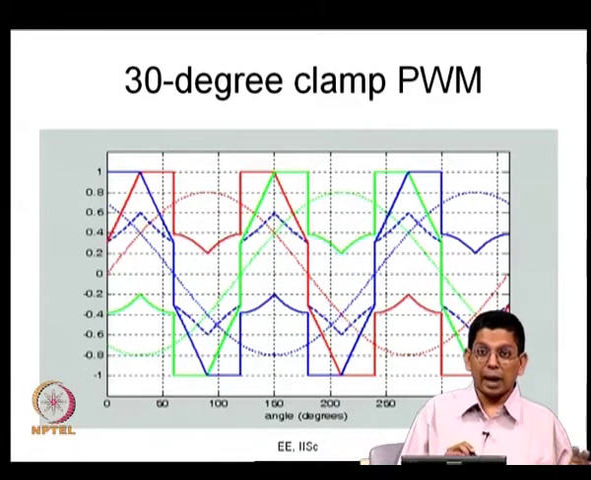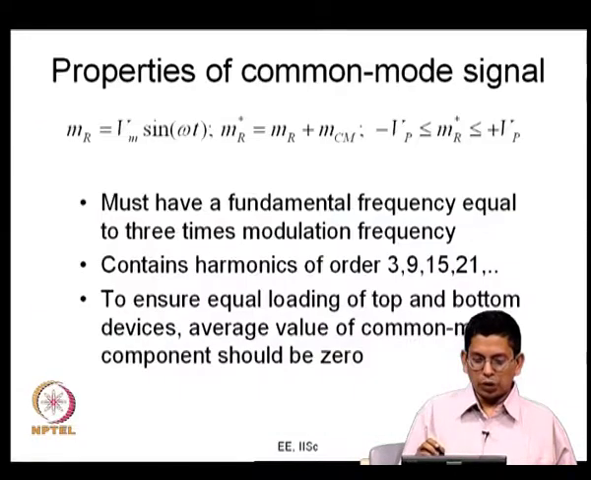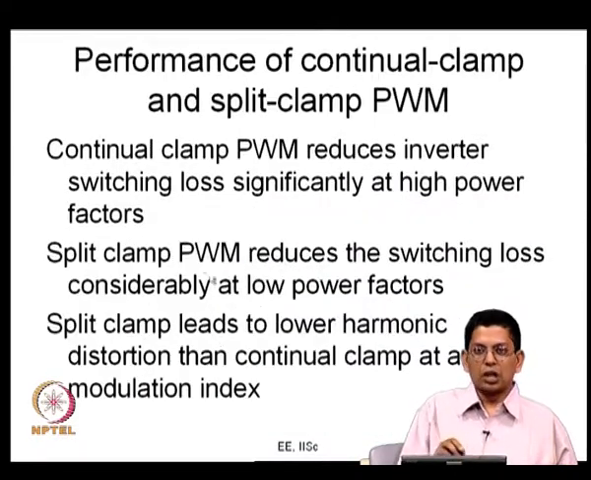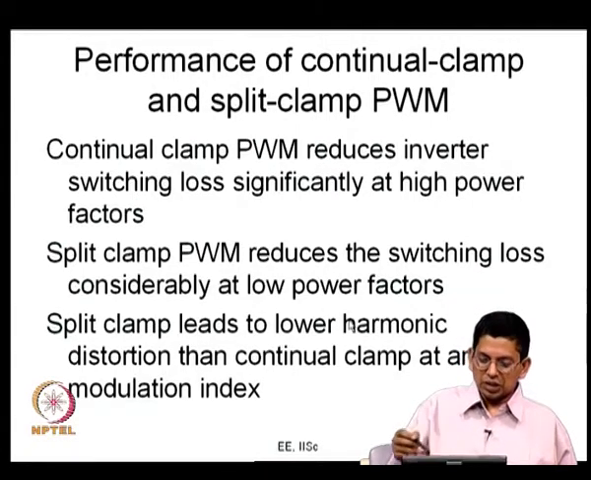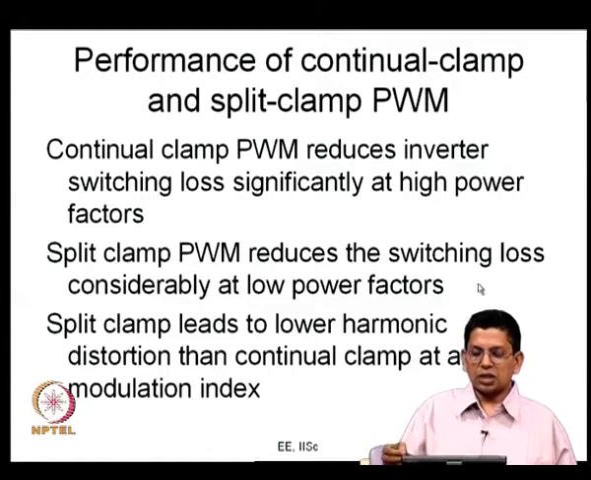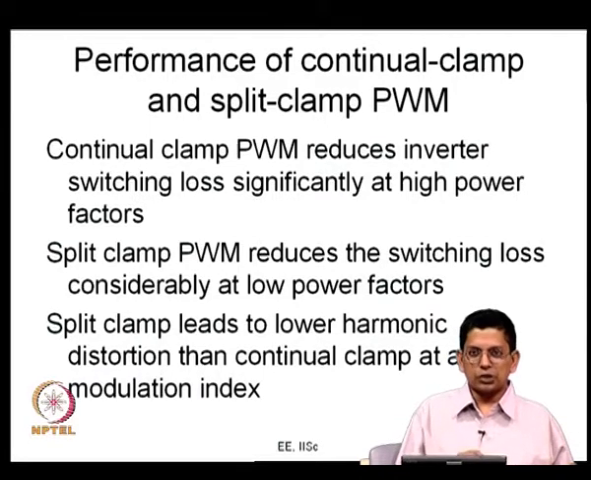Though you are not able to clamp the phase exactly when the current is going through the peak, you are able to clamp it whenever the current is between 0.5 times the peak and 0.866 times the peak, and therefore, this is able to reduce some amount of switching energy loss. I am just trying to say why this is true. Split clamp PWM reduces the switching loss considerably at low power factors. So, continual clamp has advantage at high power factors and split clamp has advantage at low power factors from the switching loss point of view, because bus clamping PWM itself is one idea that you often use to handle this issue of switching loss. The next question is about distortion.